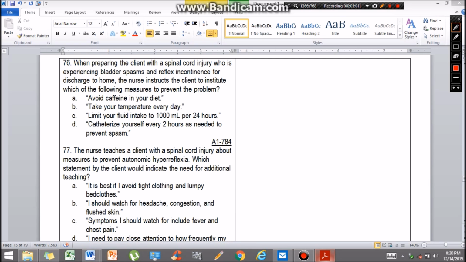When preparing a client with spinal cord injury who is experiencing bladder spasm and reflex incontinence for discharge to home, the nurse instructs the client to institute which of the following measures to prevent the problem. Answer A. Avoid caffeine. Why? Because caffeine is a bladder irritant and it will further increase spasms.